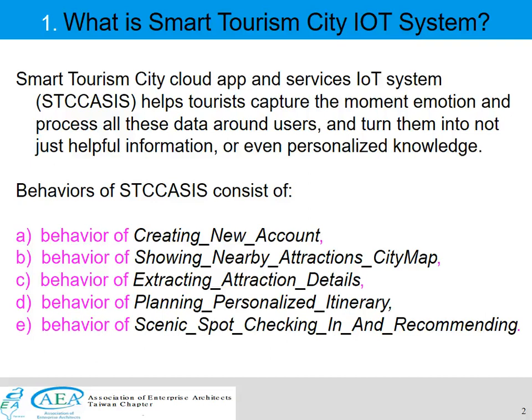STCCA system helps tourists capture the moment, emotion, and process all this data around the user and turn them into not just helpful information, but even personal knowledge. Behaviors of smart tourism city IoT system have 5 behaviors.